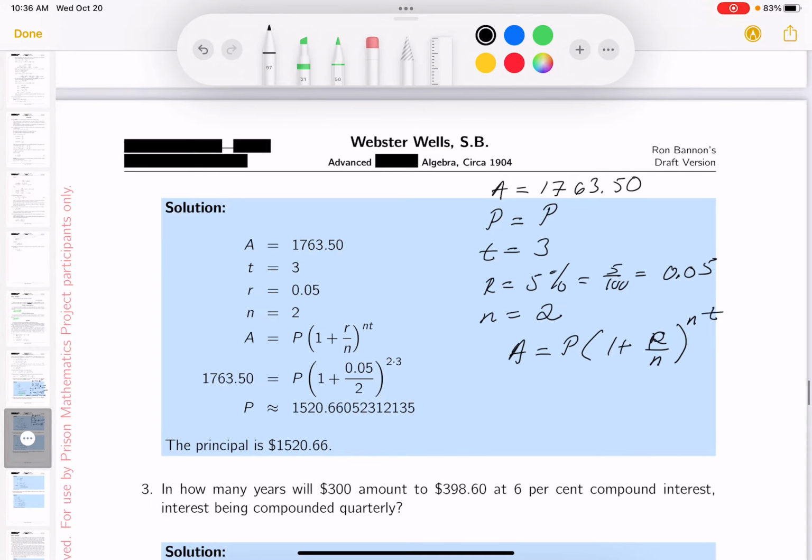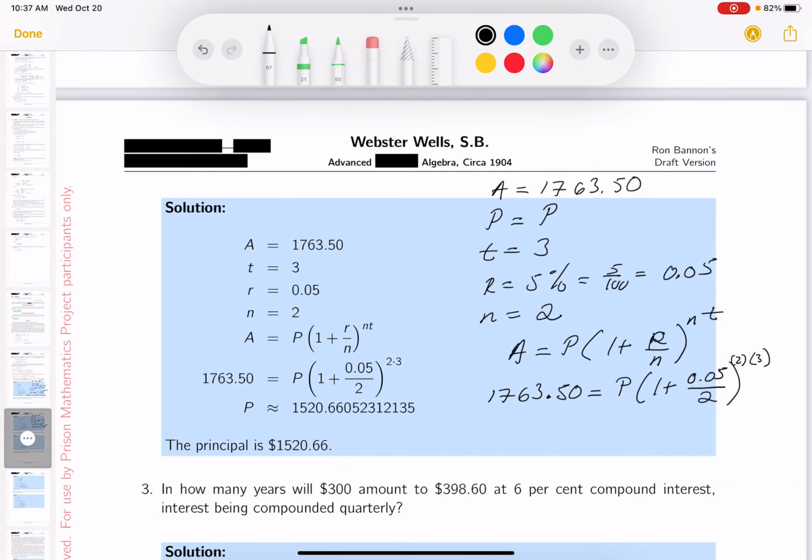Well, I'm going to write this down for you. This is 1763.50. I'll tell you what a calculator looks like too. I do not know what the P is. This is 1 plus, what's the R? Well, 0.05 divided by 2. And I'm going to raise it to a power. And what's the power? Well, it's going to be NT, right? What's N? N is 2. And what's the T? It's 3, right?